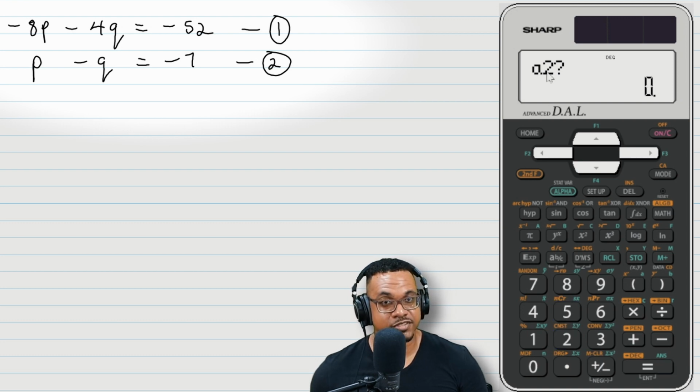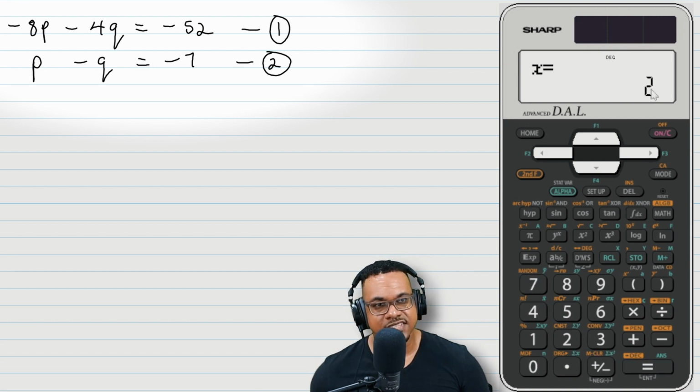Press equal. Now it goes to A2, which we said is the 1 in front of the p. So we press 1. Equal. B2 will be the negative 1 in front of q, so that's negative 1. Press equal. And now C2 is the negative 7. So negative 7. Press equal.